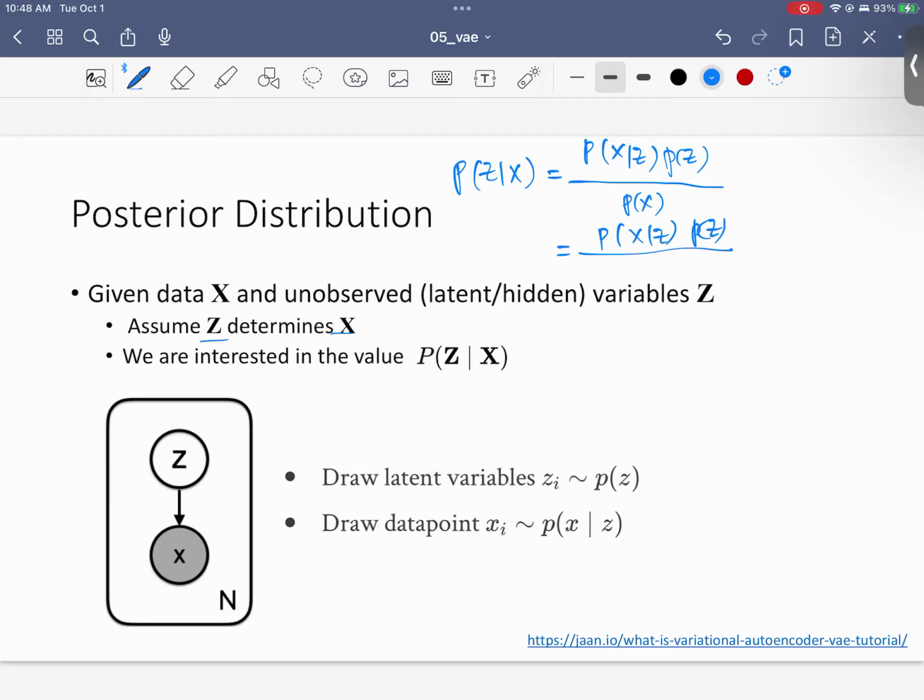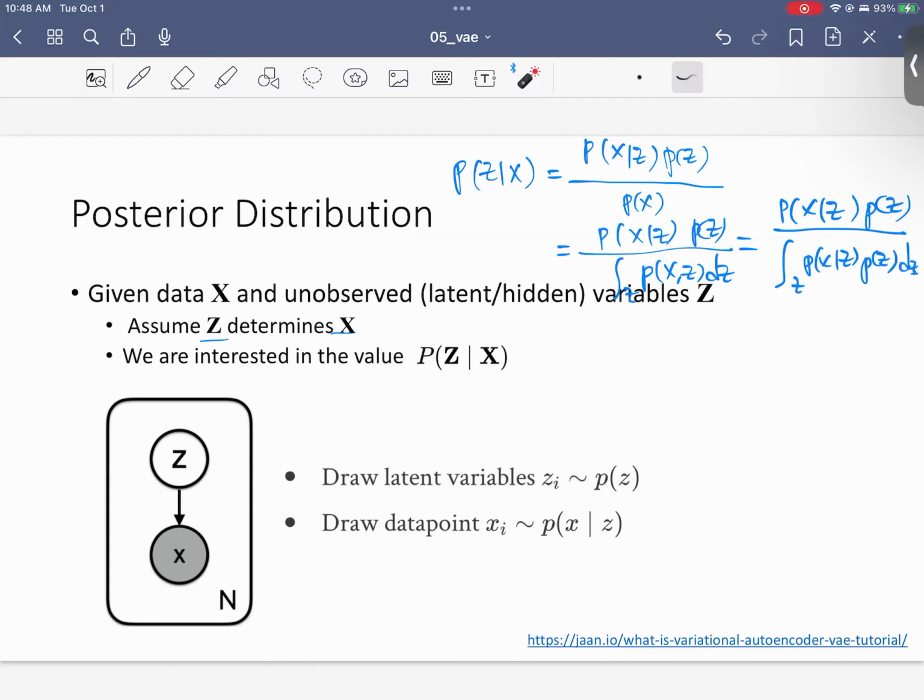p(z) over the integral over z of p(x, z) dz, which is the joint distribution, or you can go even further: p(x given z) p(z), over the integration over z of p(x given z) p(z) dz. Anyway, they're all the same.